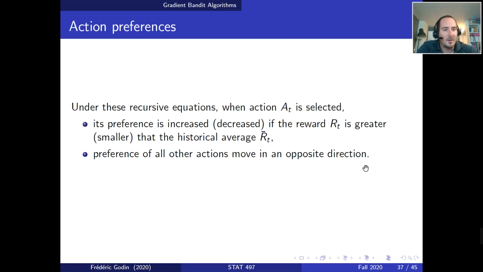Conversely, if for some action you receive a reward that is lower than what you historically had on average, then you will reduce your preference for that action and increase the preference of all other actions. Okay, so this is what happens. Let's confirm that with the previous equation.